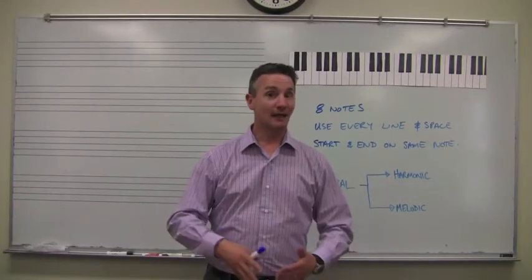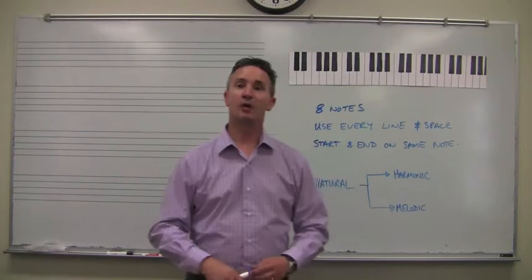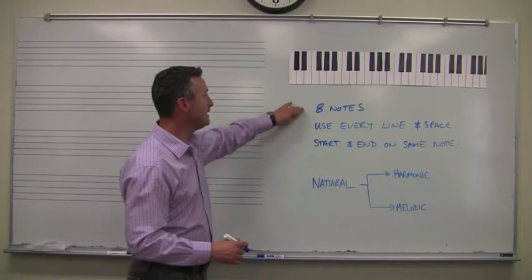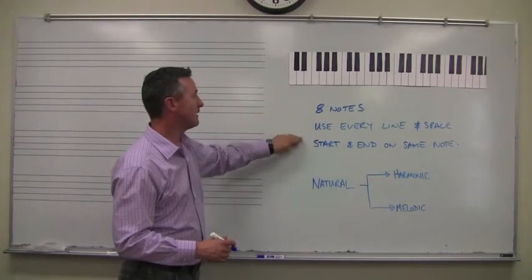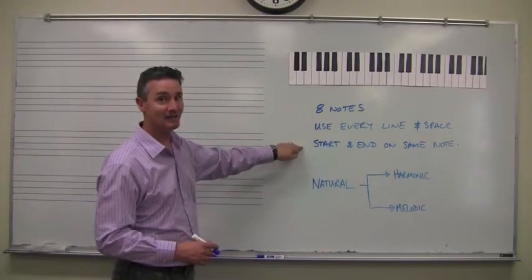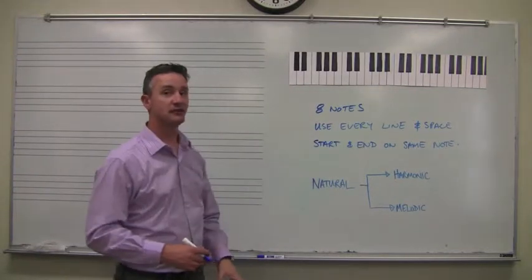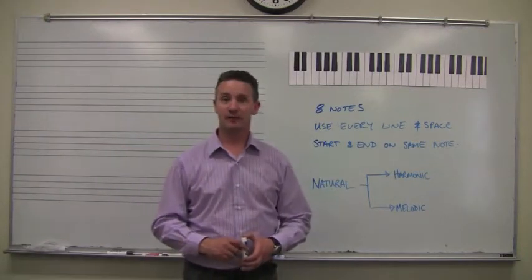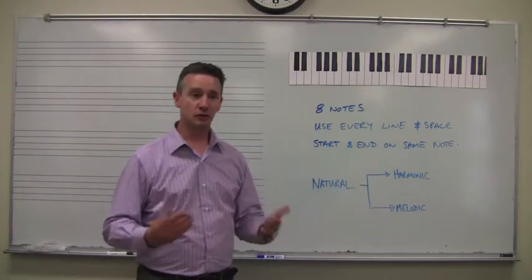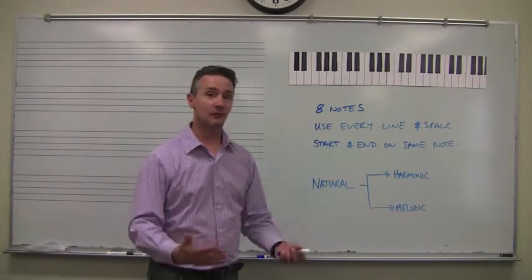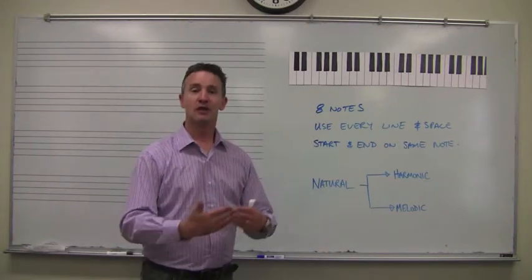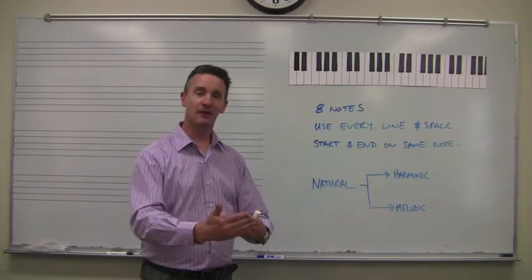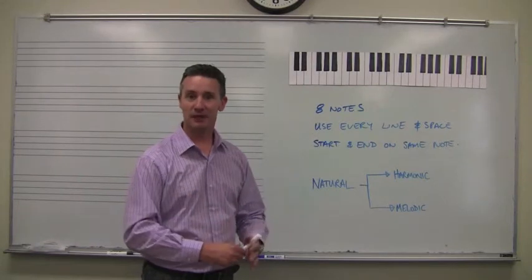Now minor scales, again, in the Western tradition, the minor scale operates in a similar way to the major scale, in that it has 8 notes, it uses every line and space, and it starts and ends on exactly the same note. Those characteristics are true of the minor scale just as they are of the major scale. What of course is different, and I'm sure you've anticipated this, is the placing of the half steps. Where the half steps were placed between 3 and 4 and 7 and 8 in the major scale, they're going to occur in a different place in the minor scale.